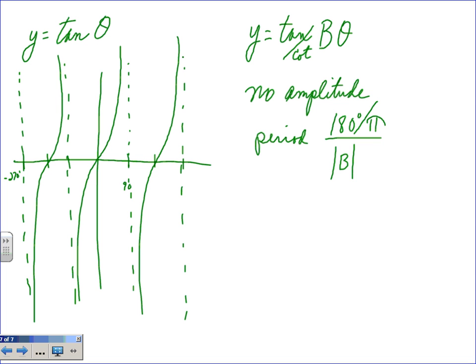Here's a question. Y equals 3 sine of 4 theta. What is the amplitude and period? Amplitude is 3. Very easy. The period, 360 over 4. 90 degrees is the period.